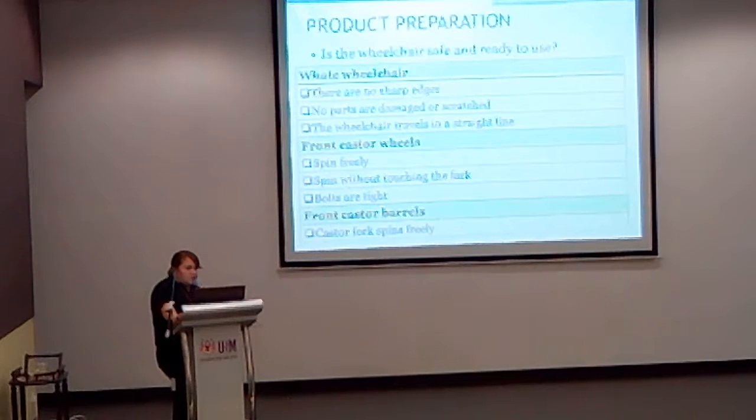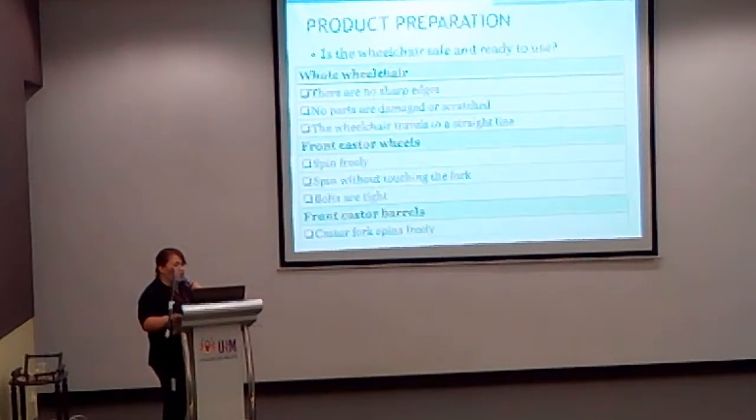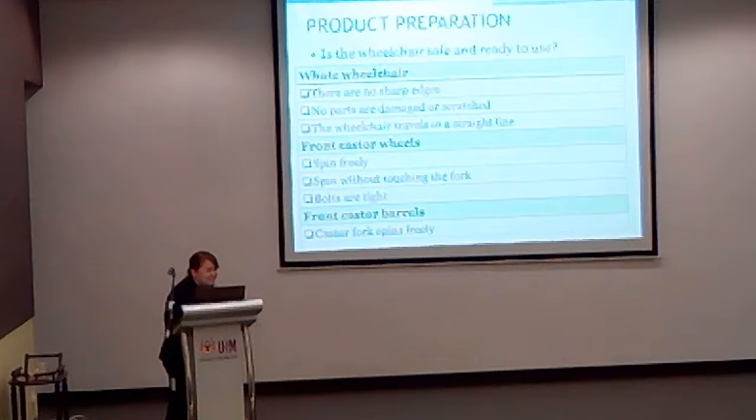So we have to check all the whole wheelchair. Okay, there is no sharp, okay, no part are damaged or scratched. We have to check everything. So the wheelchair travels in the straight line, means that when you get the wheelchair, you just try push, instead wheelchair go straight. Kalau dah goyang-goyang tu, that means that tayar ada masalah lah. Betul tak Abang Mak? Okay, caster.